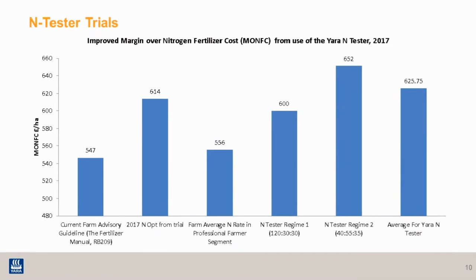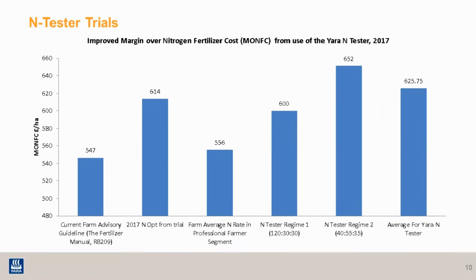If we look at the improved margin over nitrogen fertilizer costs, then we get some slightly different results. So as you'd imagine, the RB209 one was still coming out relatively low. The N-opt was improved, and the professional farmer segment again was relatively low. But what's interesting here is that first N-Tester regime, whilst it might not have been a very big increase in the nitrogen use efficiency, you are getting a lot higher margin back through the decreased use of nitrogen in that second and third application.